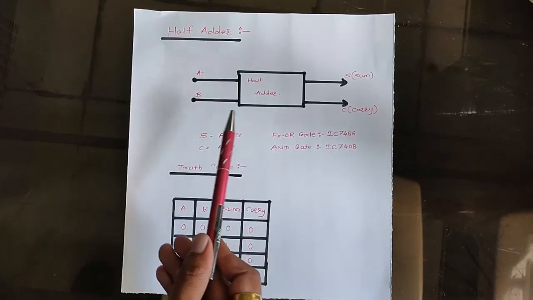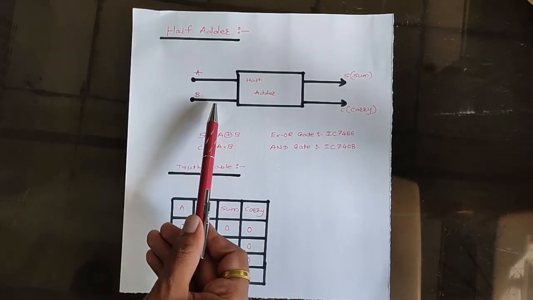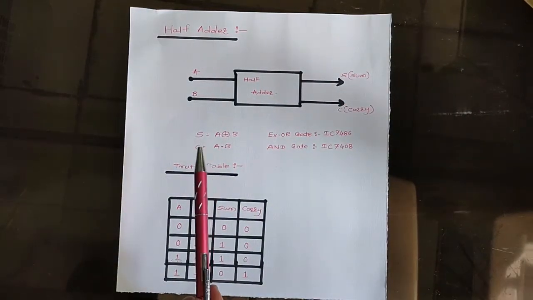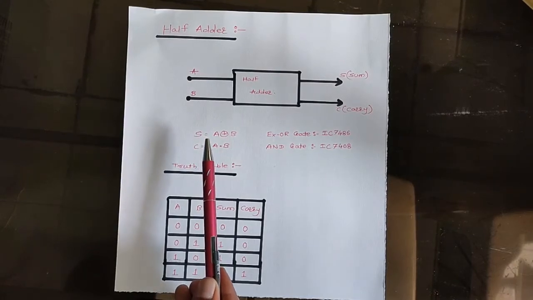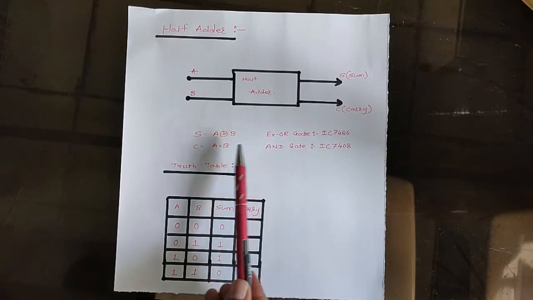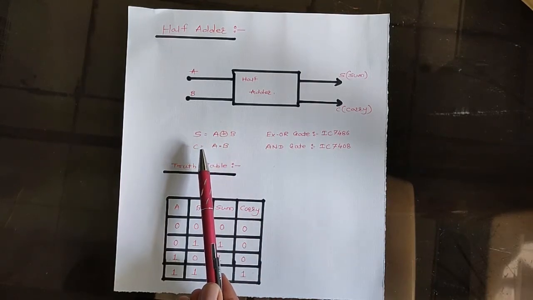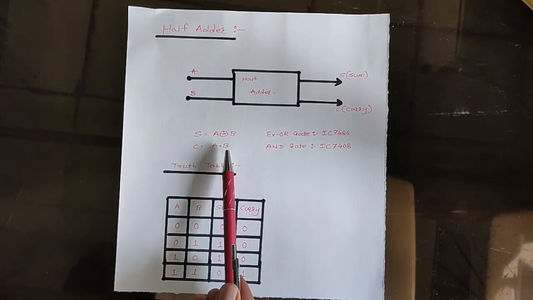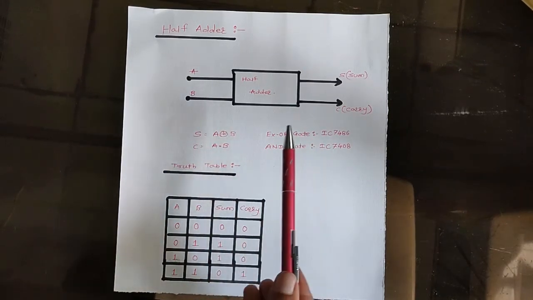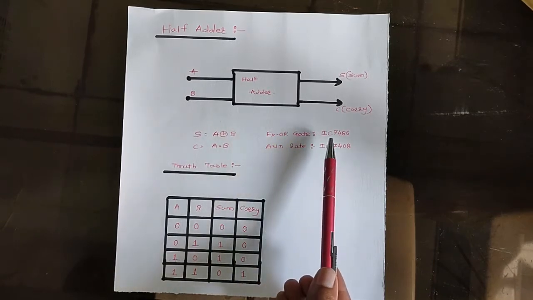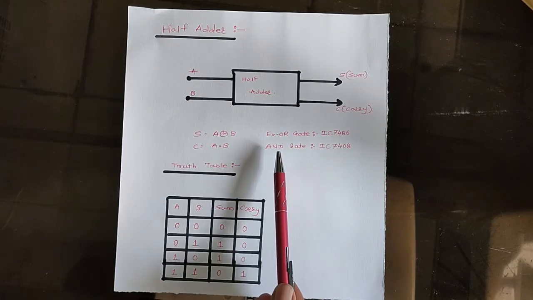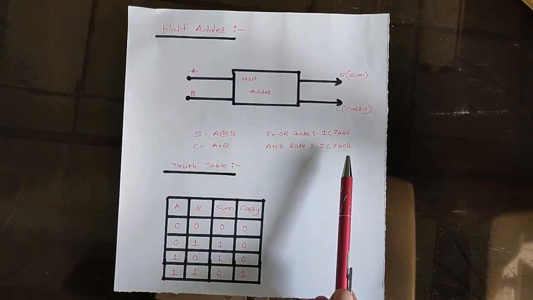Now for half adder, there are two inputs, that is A and B, and two outputs, that is sum and carry. As we know, the Boolean equation for sum, that is S, equals A XOR B, and the Boolean equation for carry, that is C, equals A dot B. That means to build the half adder circuit we will require one XOR gate, that is IC7486, and one AND gate, that is IC7408.